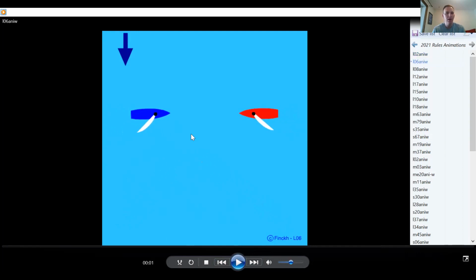Same thing here. Red is on starboard. The wind is hitting the starboard side, the right side of red, and blue is on port. So the wind is hitting the left side or the port side of the boat. So again, blue has to keep clear of red.